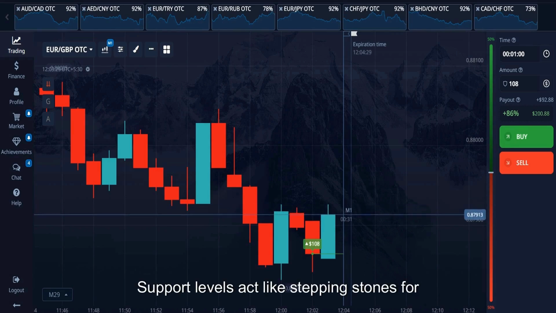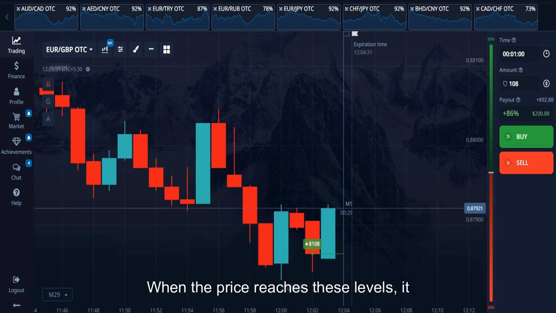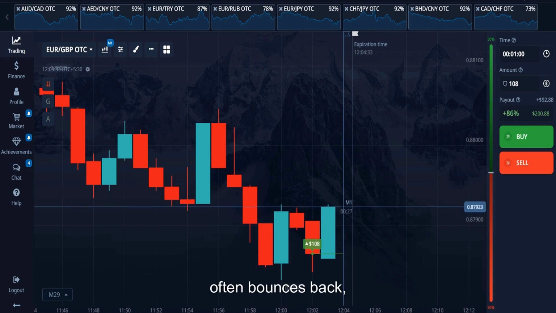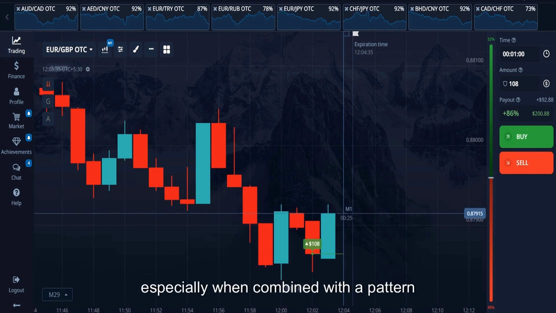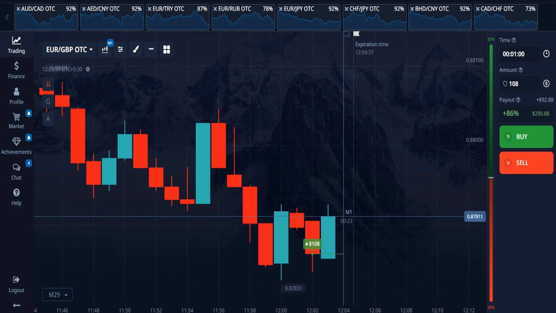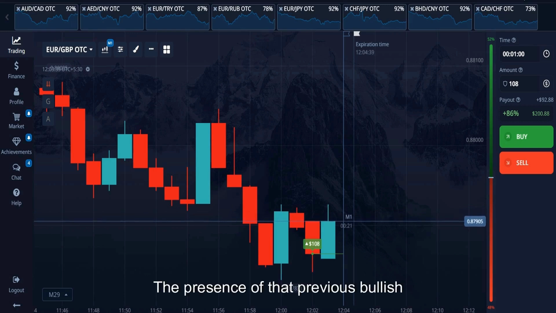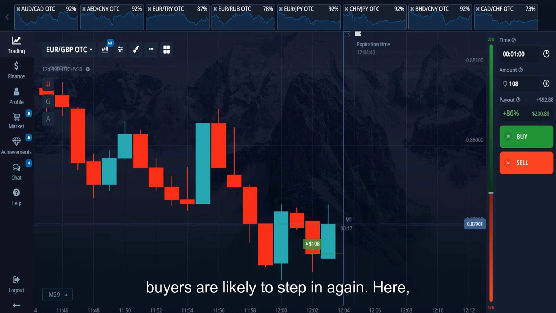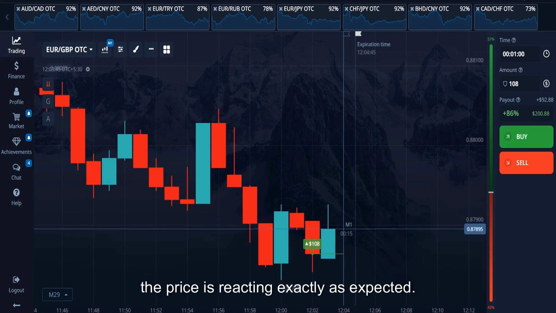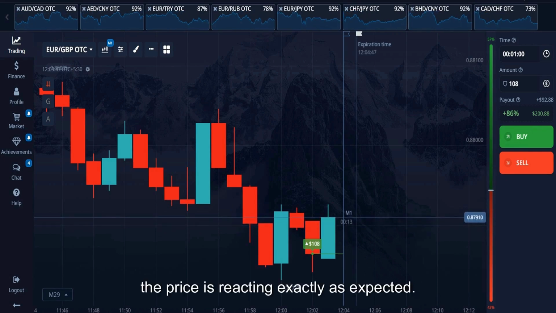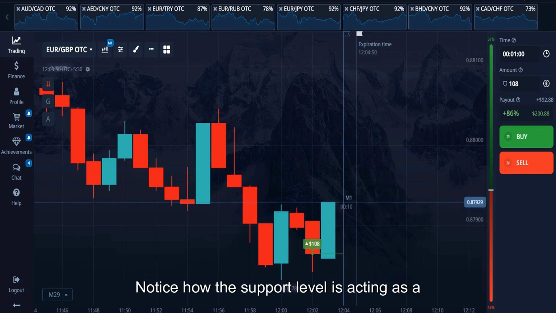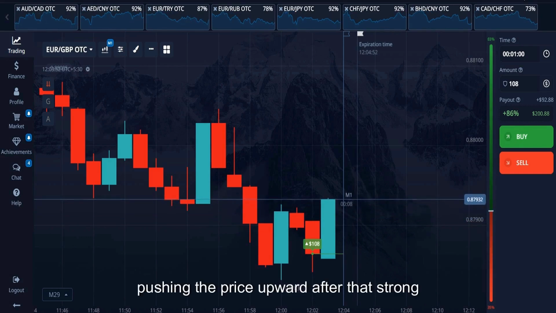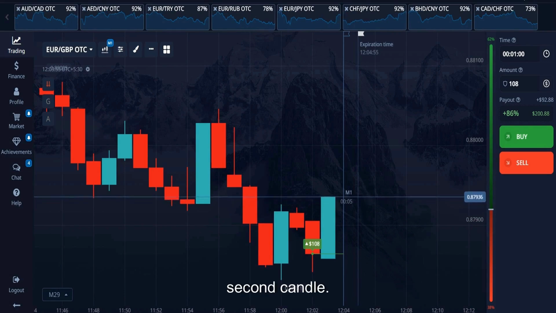Support levels act like stepping stones for the market. When the price reaches these levels, it often bounces back, especially when combined with a pattern like this. The presence of that previous bullish candle gives us extra confirmation that buyers are likely to step in again here. The price is reacting exactly as expected. Notice how the support level is acting as a launchpad, pushing the price upward after that strong second candle.